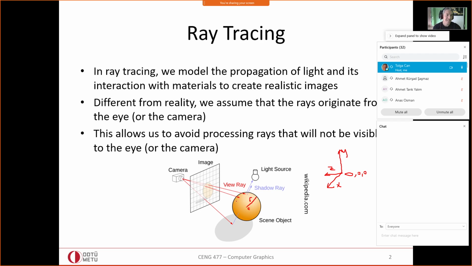What other things might I need about this sphere? For example, its color. This is a yellowish sphere. I need its color, how shiny it is, what material it has. We are going to use this material information to implement, for example, shiny spots. In order to compute the color of a point on this sphere, the material properties will be taken into account. So this is how we represent the sphere.